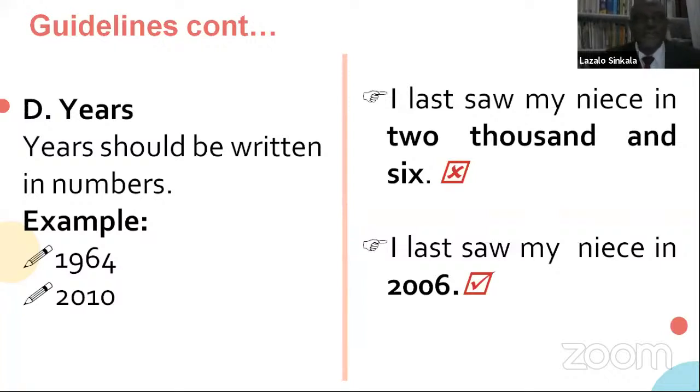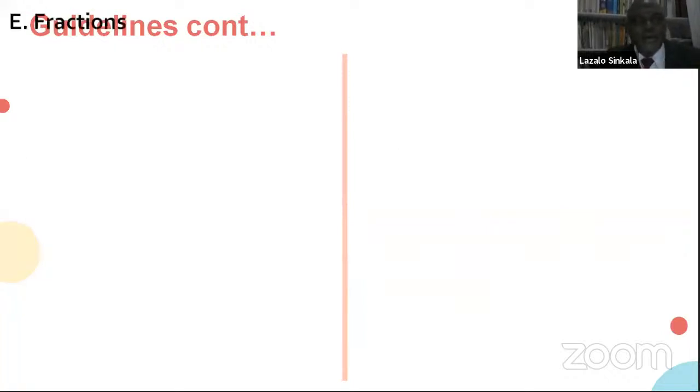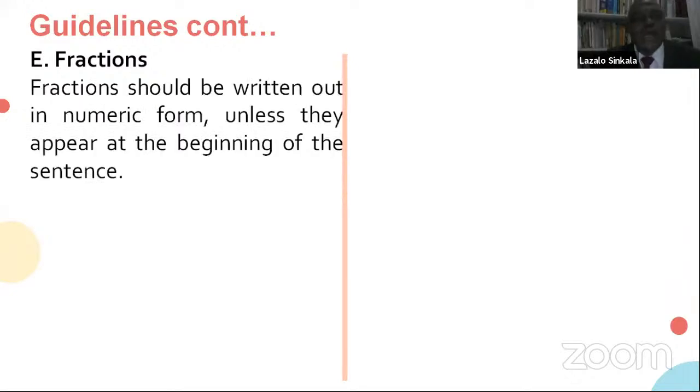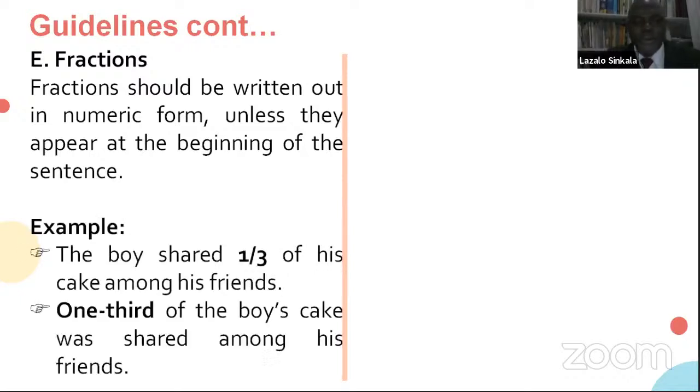Right, we move on. What about the fractions? Fractions should be written out in numeric form unless they appear at the beginning of the sentence. Example, the boy shared 1/3 of his cake among his friends. One third of the boy's cake was shared among his friends.